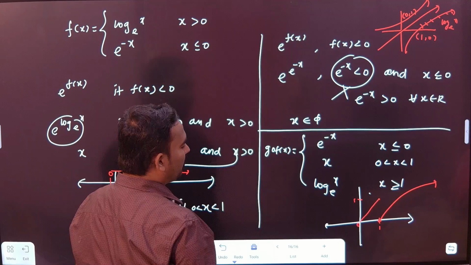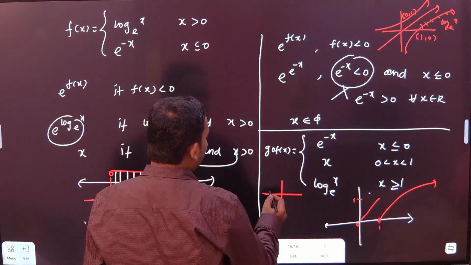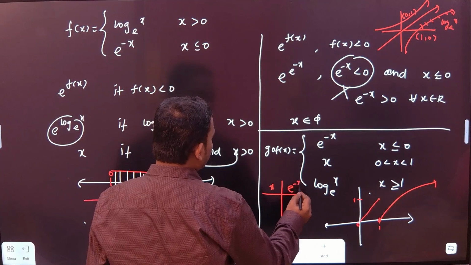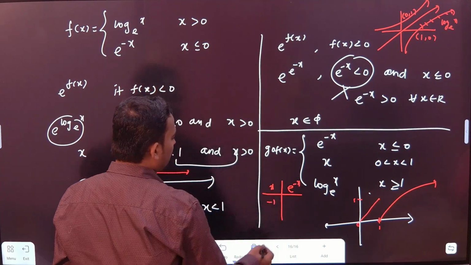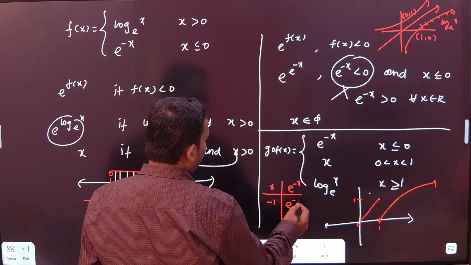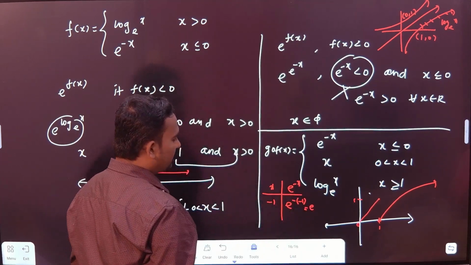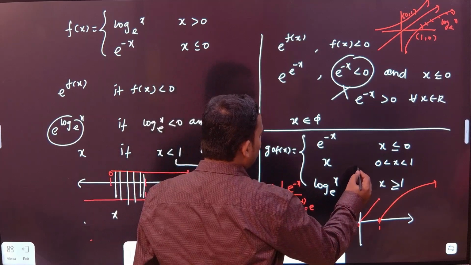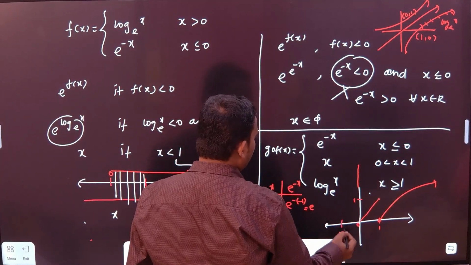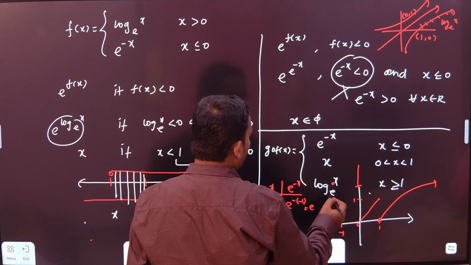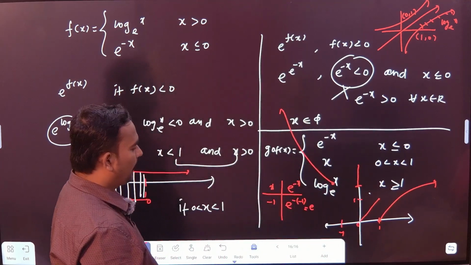So e power minus x. Let's take x equal to minus 1. What will we get? e power minus of minus 1, that is e only. E is 2 point something, right? So if I take minus 1, we get 2 point something over here. The graph will be like this. Understood?